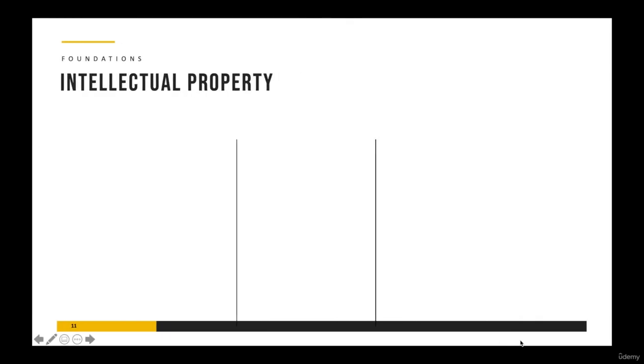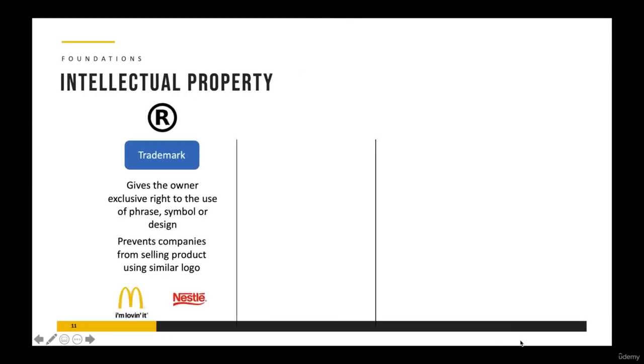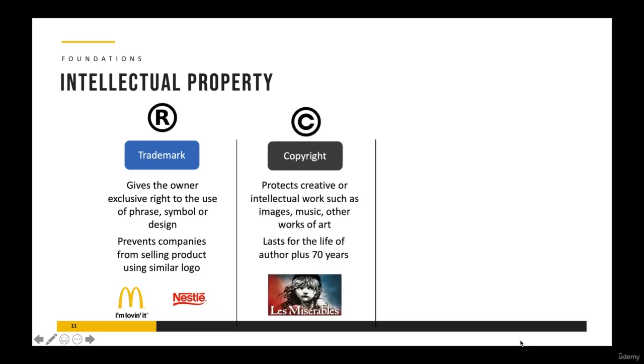Some of the popular tools that are used to protect intellectual property include trademark, which gives the owner exclusive right to the use of a phrase, symbol, or design. And this prevents companies from selling products using similar logos. So for example, these trademarks are used by McDonald's and Nestle, and other companies are not allowed to use them.